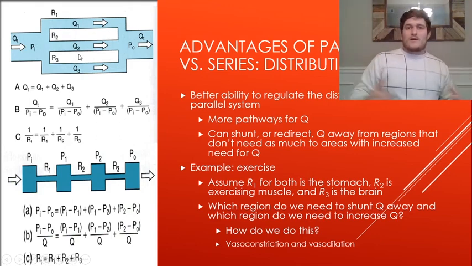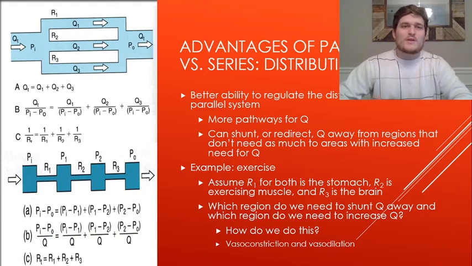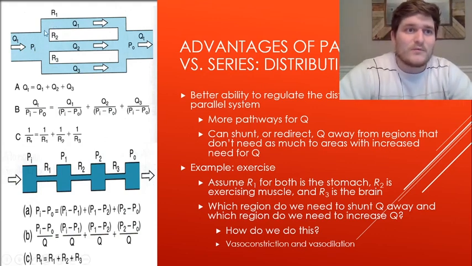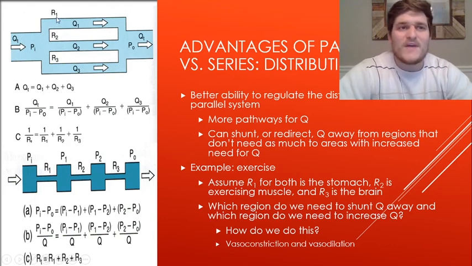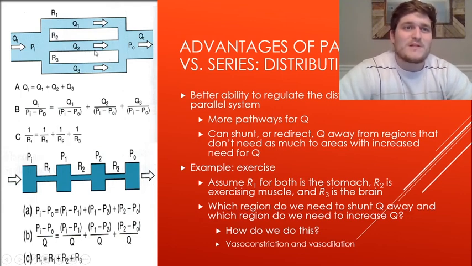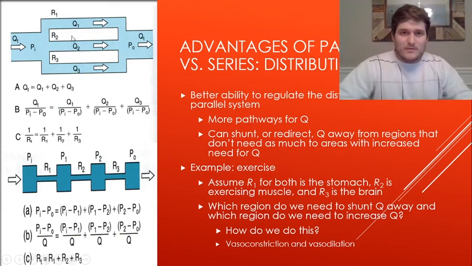Now, how does that look physiologically? Well, we discussed earlier about vasoconstriction and vasodilation. So to the stomach, we can reduce blood flow by vasoconstricting, which is going to increase resistance here and decrease blood flow heading to the stomach. And then to the skeletal muscles, we can vasodilate, which lowers resistance headed to the skeletal muscle and increases blood flow to the skeletal muscle.